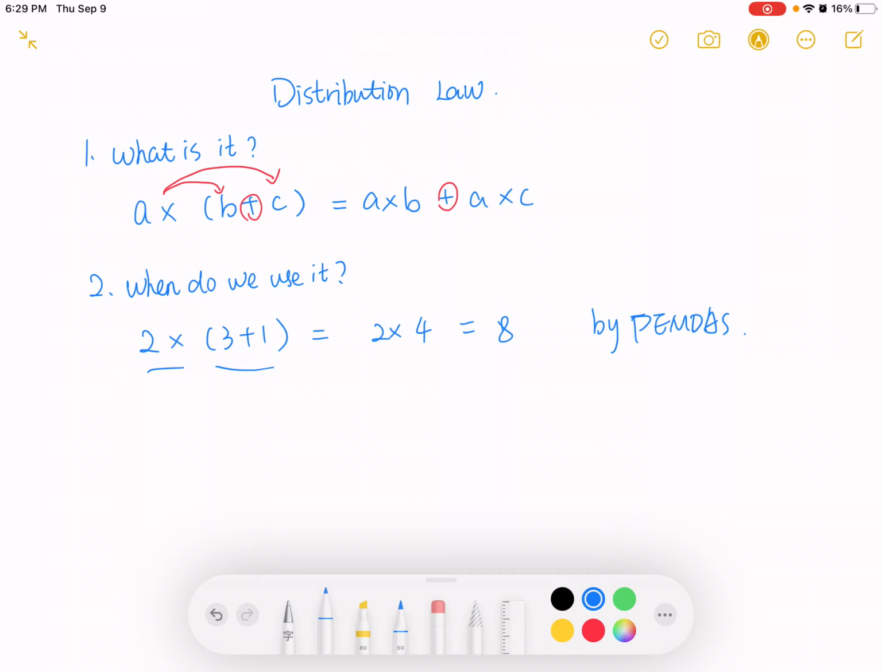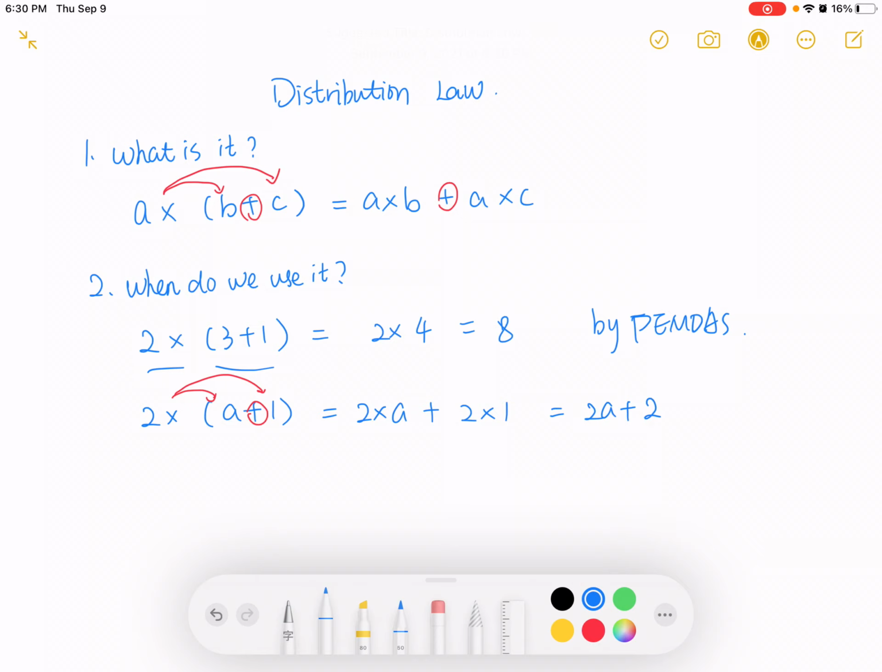However, if we have 2 times (A plus 1), inside the parentheses you have variables and numbers. They are not like terms, so you cannot combine them together. We're stuck. This is when you use distribution law. You distribute 2 to the A and distribute 2 to the 1 and then add them together. So essentially you have 2 times A plus 2 times 1, and by distribution law we get 2A plus 2.